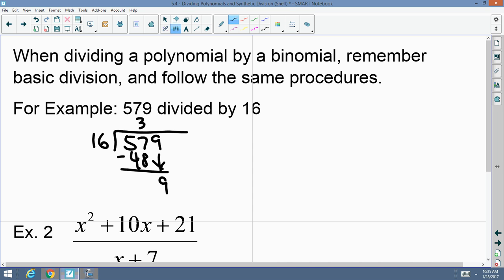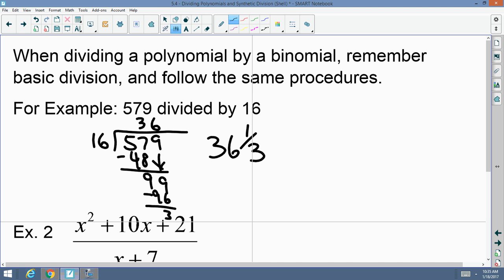57 minus 48 is 9. Very good. How many times does 16 go into 99? 6 would be 60 and, yeah, 6 times. So that'd be 96. And then I have a remainder of 3, correct? So I could write this as 36 and 1/3, right? Right? Okay.